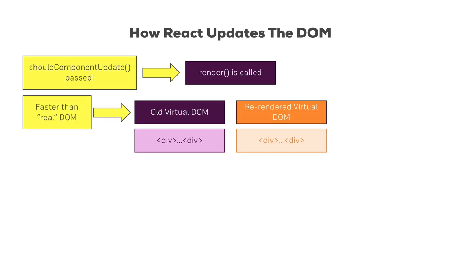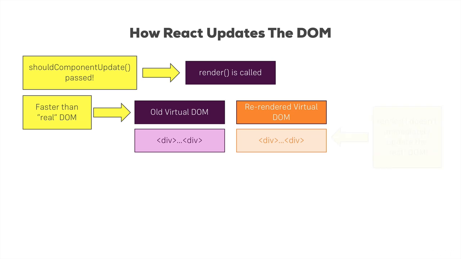React takes this virtual DOM approach because it's faster than the real DOM. Now, a virtual DOM simply is a DOM representation in JavaScript. You can of course represent all HTML and therefore DOM elements and objects in pure JavaScript, so without rendering anything to the browser. And this is what happens here. React basically keeps two copies of the DOM. It has the old virtual DOM and then the re-rendered one. The re-rendered one is the one which gets created when the render method is called.